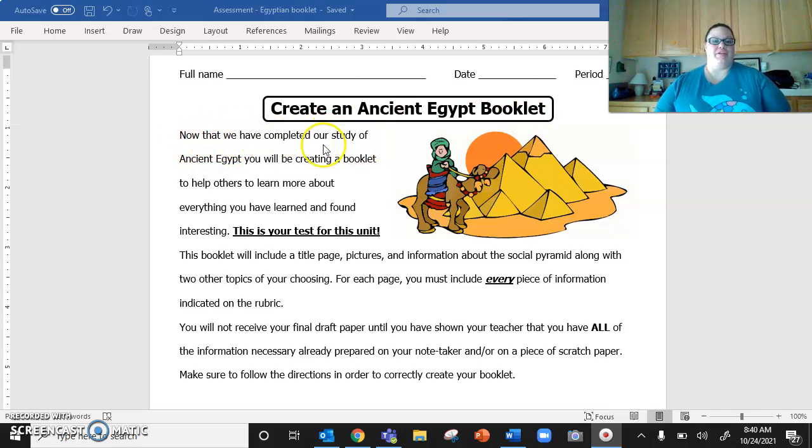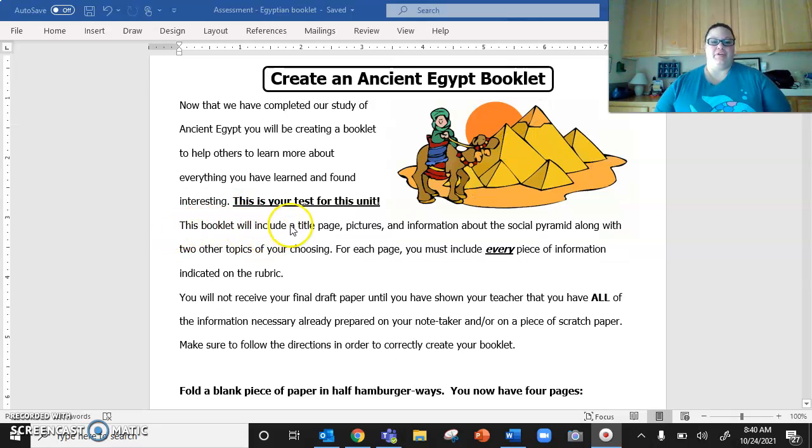Now that we have completed our study of Ancient Egypt, you will be creating a booklet to help others learn more about everything you have learned and found interesting. This is your test for this unit. This booklet will include a title page, pictures, and information about the social pyramid, along with 2 other topics of your choosing. For each page, you must include every piece of information indicated on the rubric.